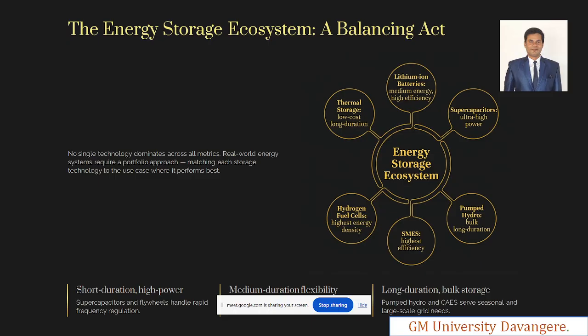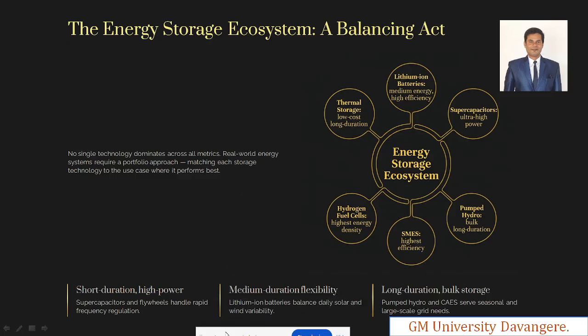All right. As I told, for short durations with high power density, you have to compromise with the other two parameters, especially the efficiency and the energy density. For that, we go for supercapacitors and flywheels, where we can have rapid frequency regulation. You can completely discharge in a short duration, and you can charge quickly in a very short span of time, right?